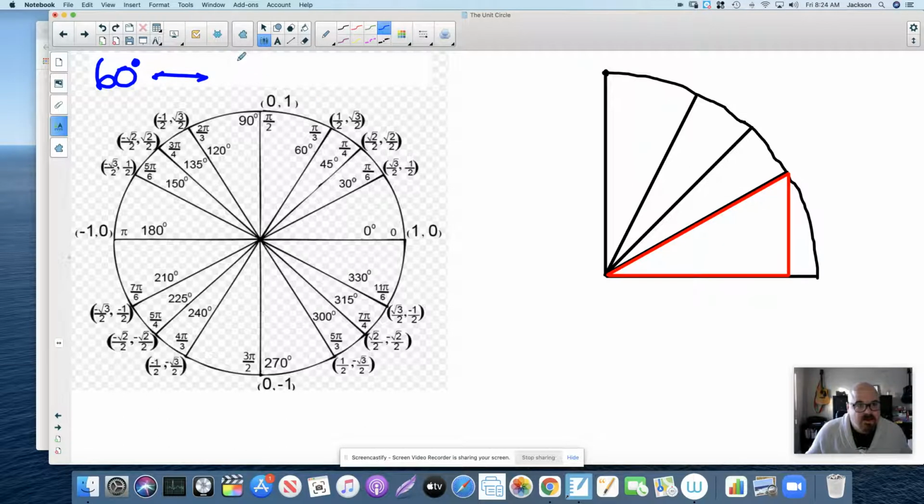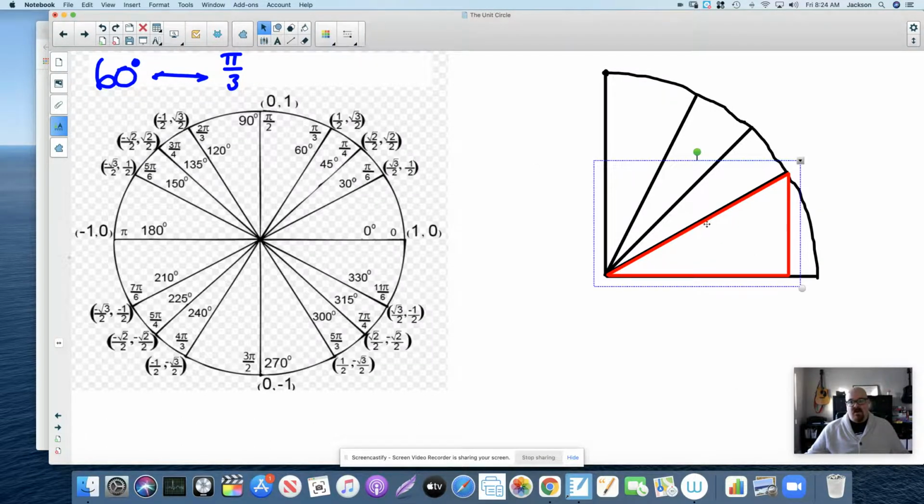All right. Last but not least, the 60-degree angles or pi over 3 angles on the unit circle. Before you watch this, if you haven't watched my video on the 30-degree angles on the unit circle, go back and watch that first, okay? Because here's what I'm going to do.